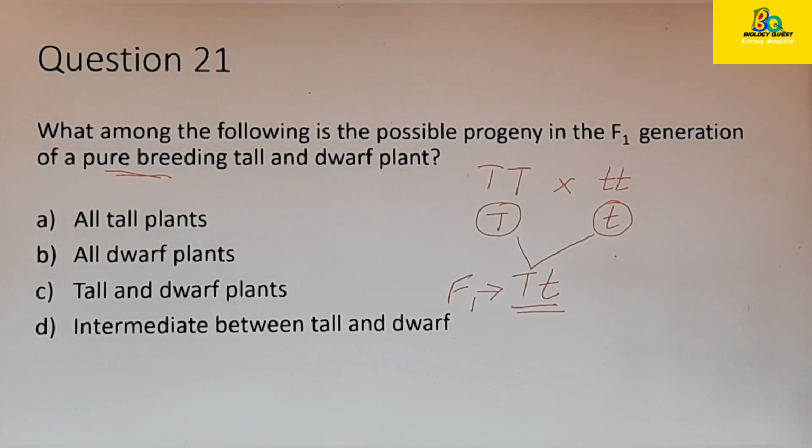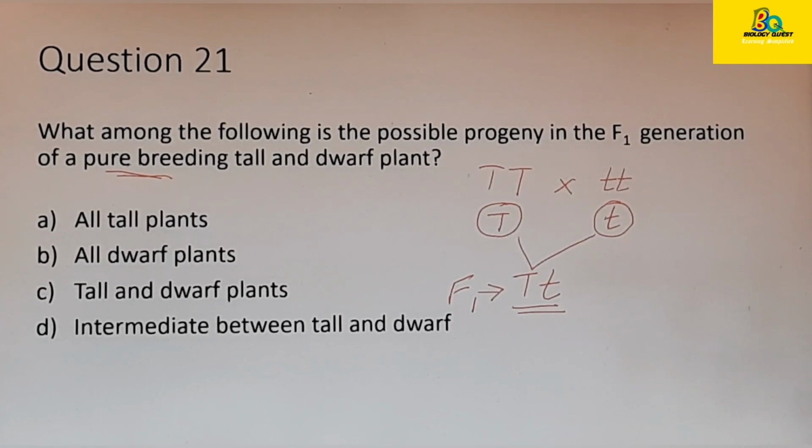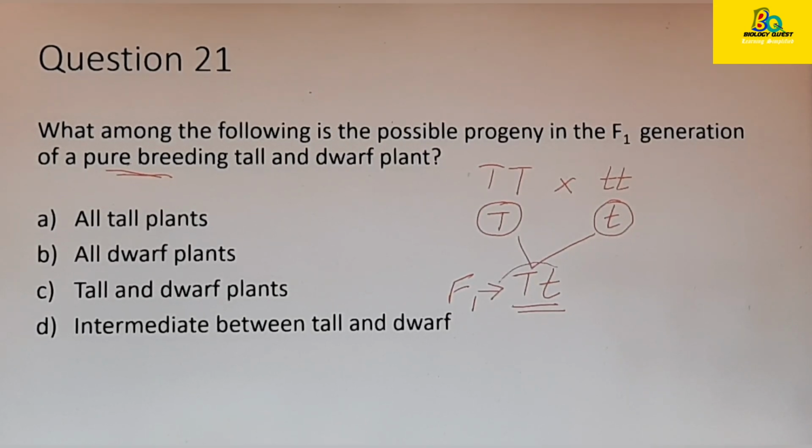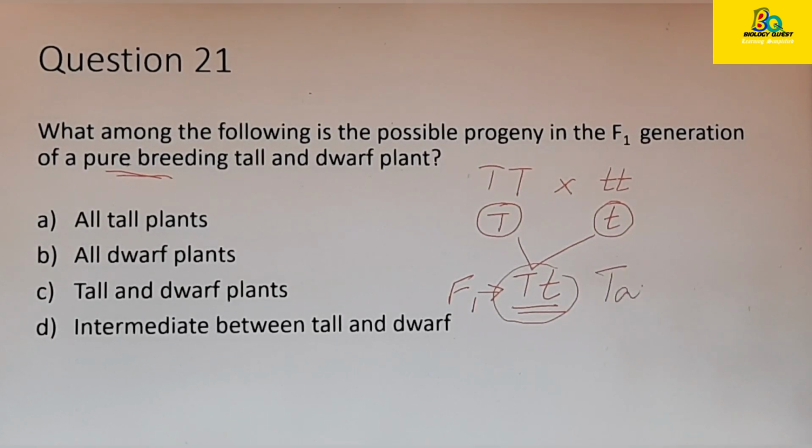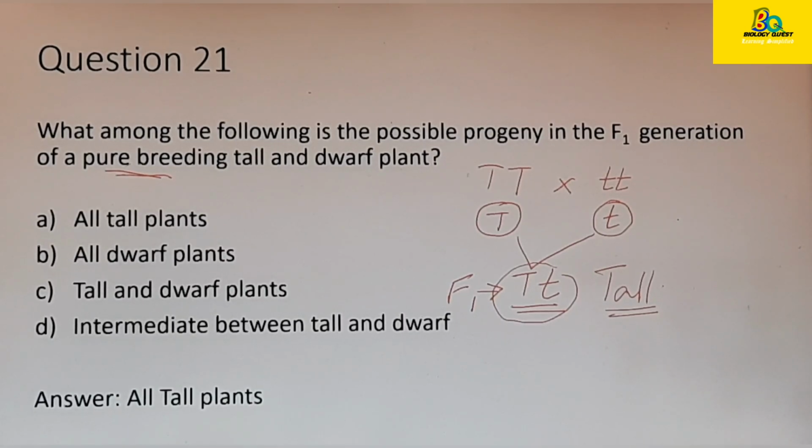Okay, now look at the options. All tall plants, all dwarf plants, tall and dwarf plants, intermediate between tall and dwarf. Which is the correct answer? Which among the following is the possible progeny in the F1 generation of a pure breeding tall and dwarf plant? So that is the genotype, capital T, small t. What will be the phenotype? The expressed feature: all the plants will be tall. So the correct answer is option A, all tall plants.